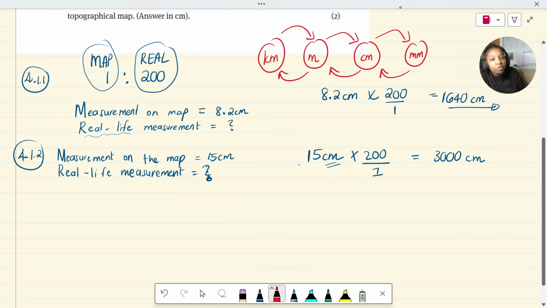Okay, so if you're moving from centimeters to meters, just remember we're going to divide by 100. That's all that we need to do. So in this case, we want to take that 3,000 centimeters. We want to move from centimeters to meters. We're just going to divide by 100. So when you divide by 100, the real life measurement in meters is 30 meters. So that is the real life measurement.